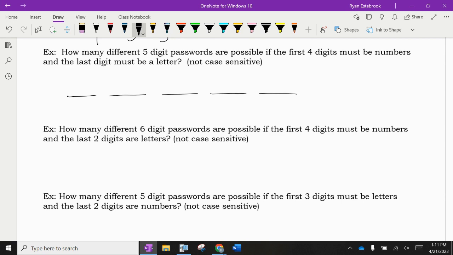5-digit passwords are possible if the first 4 digits must be numbers and the last digit must be a letter, not case sensitive. So for the first one, this has to be a number. How many possibilities are there then for this digit? 1, 2, 3, 4, 5, 6, 7, 8, 9, and 0 is a digit. So how many possibilities are there here? 10. 10 possibilities for the first one.